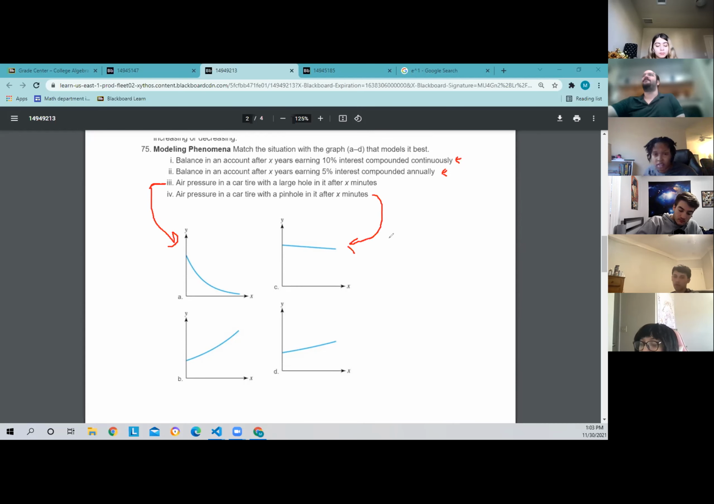The big hole, it's gonna lose a lot of air to begin with. And then there's not gonna be so much air left in the tire to lose, I think is what it's saying. And then a pinhole is just gonna go down really gradually.